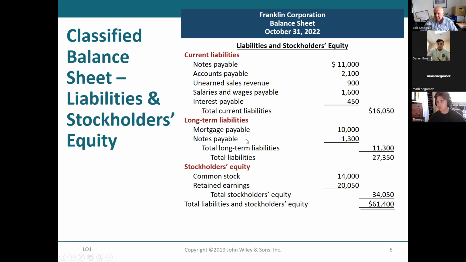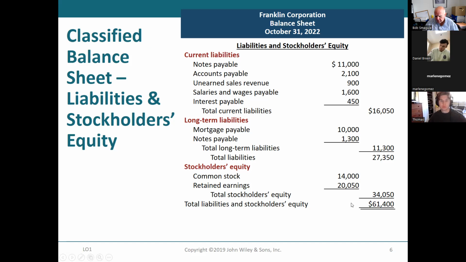A current asset is an asset that's going to be used up within a year. A current liability is a liability that will be paid within a year, okay? So that's the difference between a current asset and others, 1 year. So we see the current liabilities laid out. We see the total liabilities. And then we have the stockholders' equity section, which consists of common stock and retained earnings. Total liabilities and stockholders' equity.